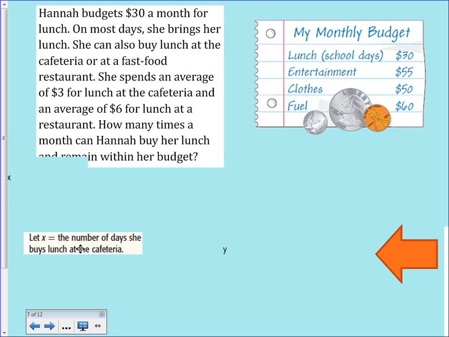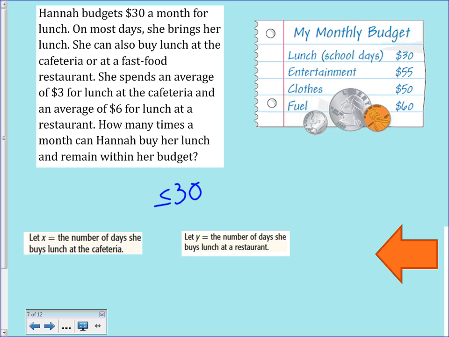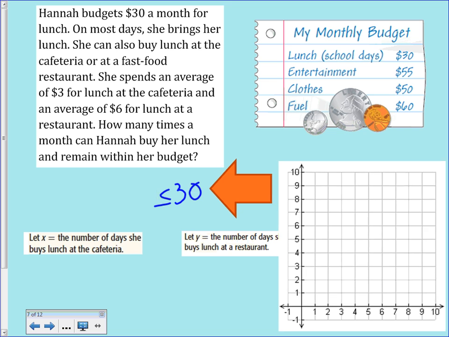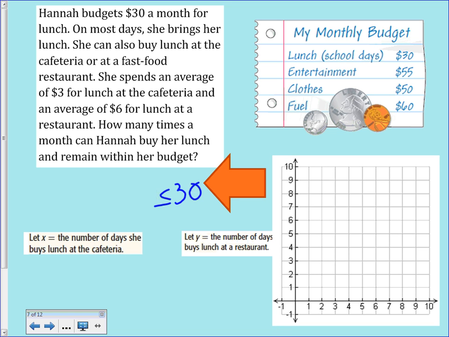Okay, so let's let X represent the number of days she buys lunch at the cafeteria. Let's let Y represent the number of days she buys lunch at the restaurant. So we know that she only has enough money to spend $30 on lunch. So we can spend at most $30, which means we have that less than or equal to. We know that. So here's our graph when we're ready for it. Okay. So we know we can spend at most $30.